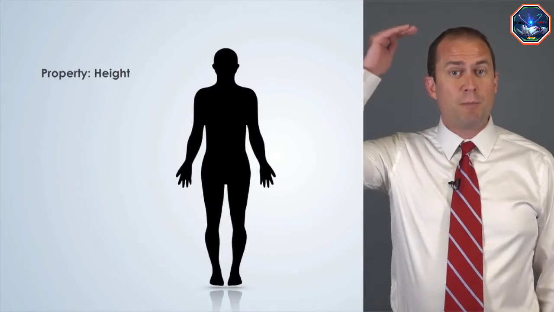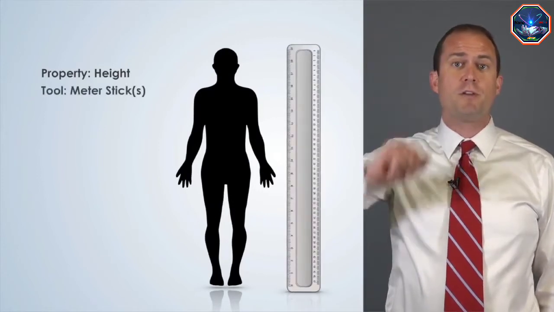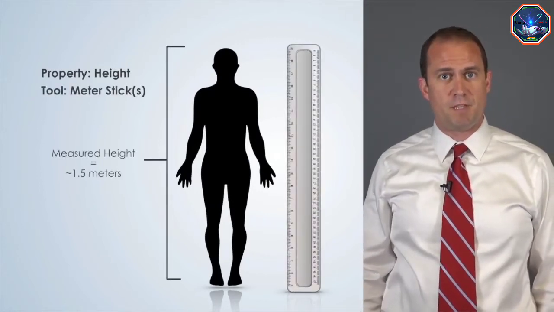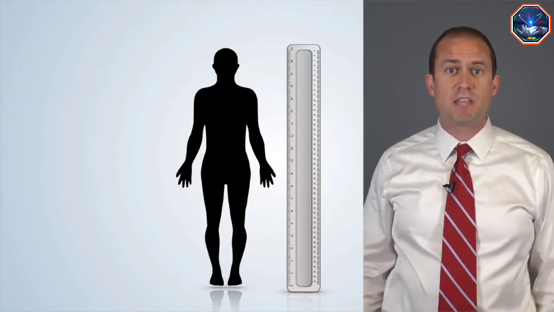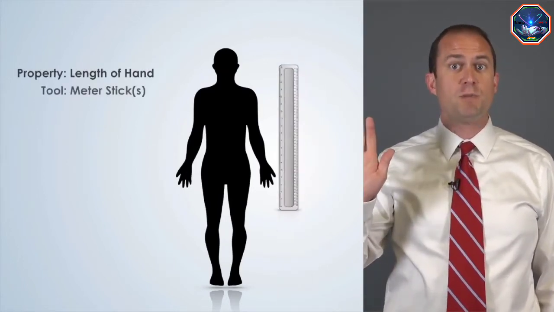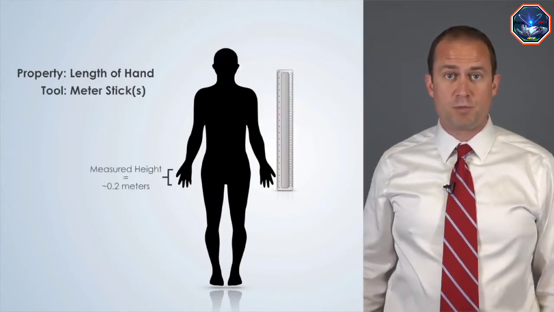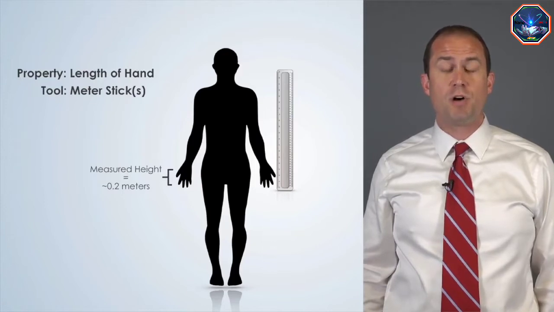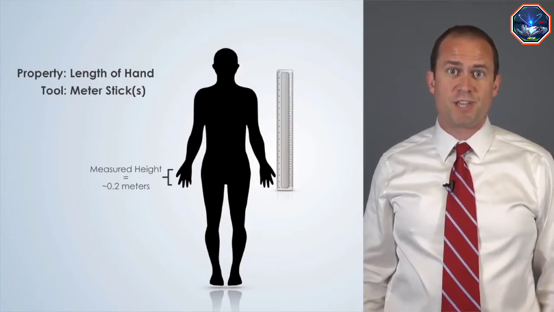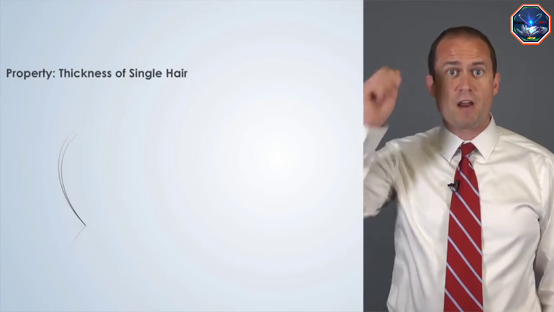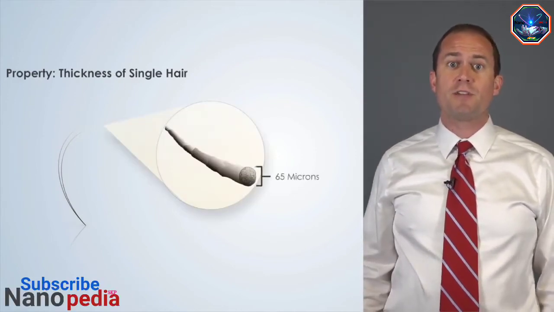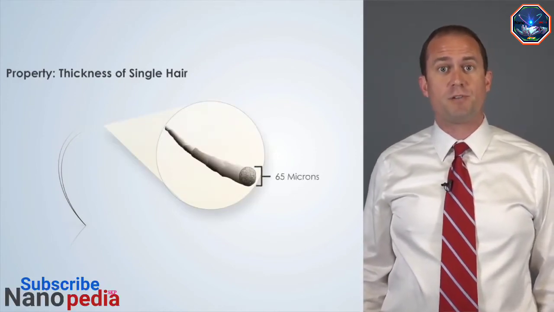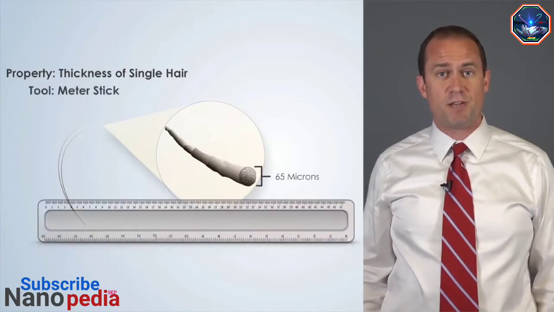Consider this. If you want to measure your height, this property can be measured with a tool like a regular ruler or meter stick. If you wanted to measure something smaller, like the length of your hand, you would still be able to use the same ruler or the same tool. However, at some point, the ruler tool is no longer useful. If you wanted to measure, say, the thickness of a strand of your hair, you wouldn't be able to accurately quantify the property you want to measure. The tool is neither designed to measure nor characterize at that scale.